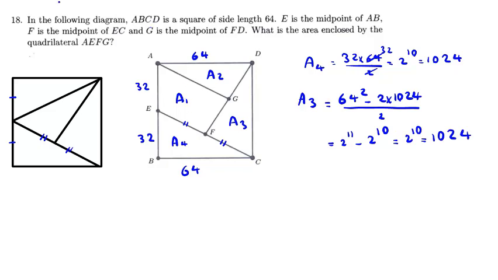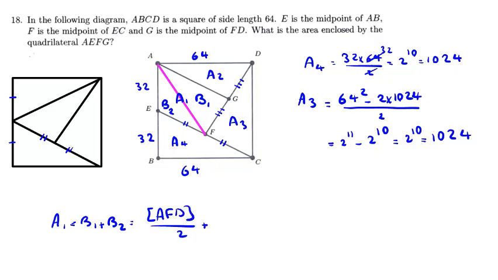Now, for finding A1, I can say, okay, if I draw this line, let me show with pink. A1 is the sum of these two areas. Let me call the first one, for example, B1, B2. So A1 is what? It is B1 plus B2. Because it is the midpoint here, B1 is half of area AFD. B2 is, if you draw this area, let me draw it with green. If we draw this one, it is a median. So B2 is half of area AEC.